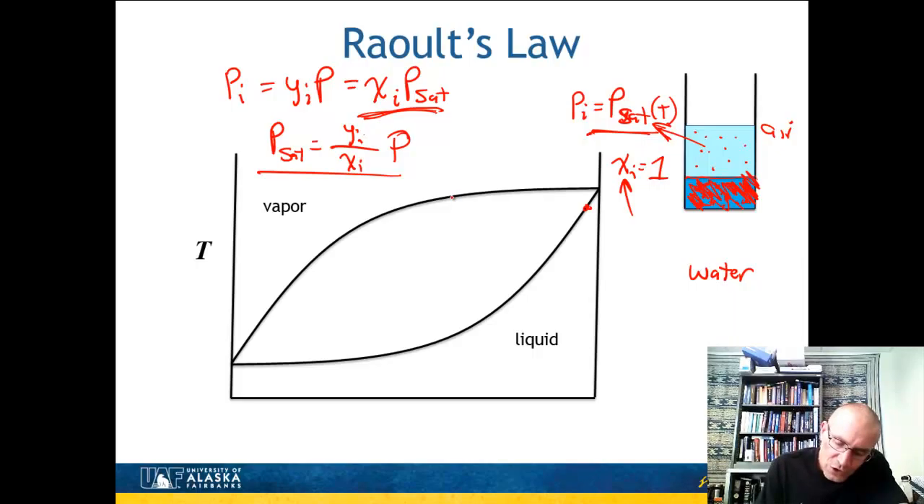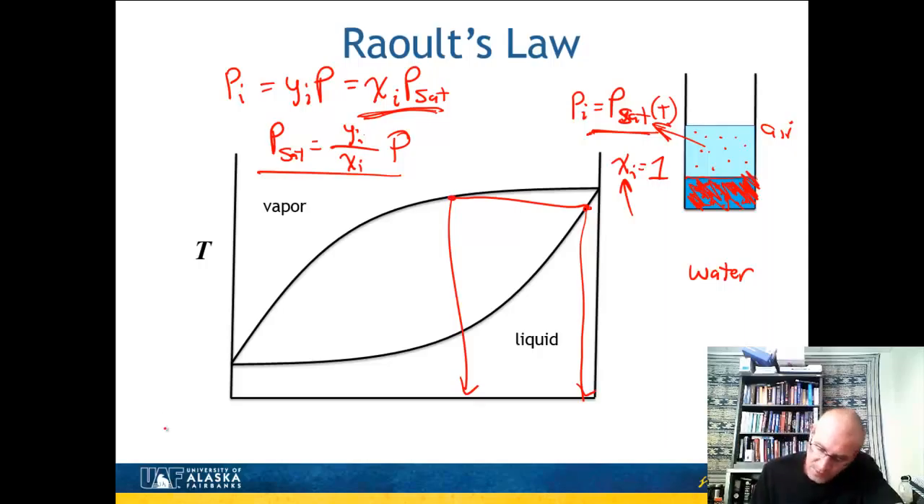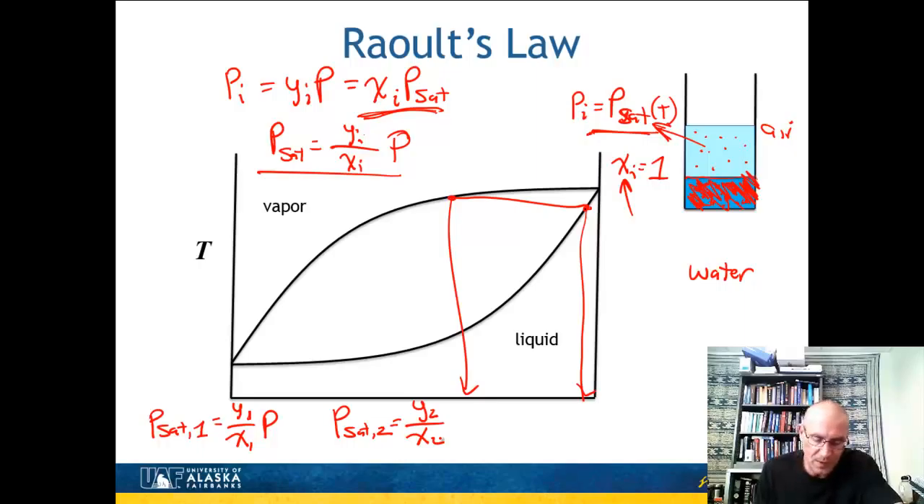So I have 2 components, right? This is my liquid phase composition. This over here is my vapor phase composition. And P saturation of, say, component 1, well, it's going to be equal to y1 over x1 times the total pressure. But I also know the saturation pressure of 2 is going to be y2 over x2, right? And so I've got component 1. This might be component 1. This would be pure component 2. And these are my mixtures.